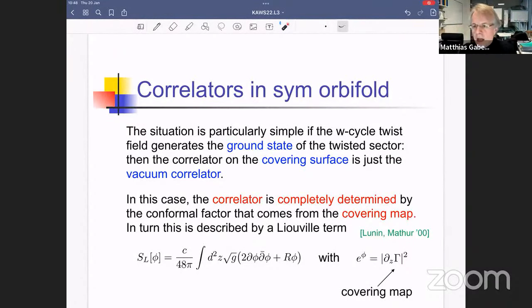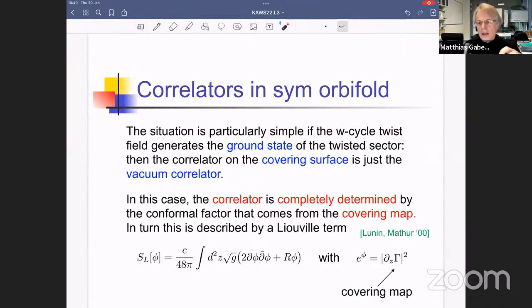So the entire information about the correlation function is captured by the covering map itself. You just get the conformal factor associated to the covering map. The conformal factor you can calculate by some sort of Liouville term, where you apply it for the field e to the phi is |dz| of the covering map modulus squared. And that will spit out for you the correlation function of the twisted sector ground states.